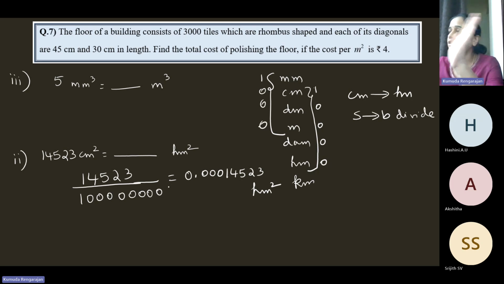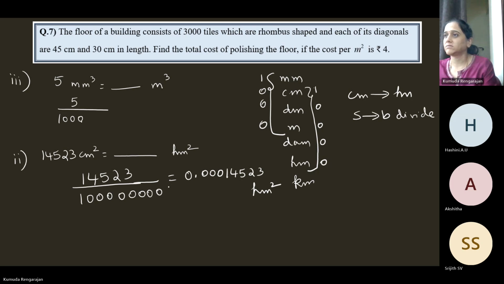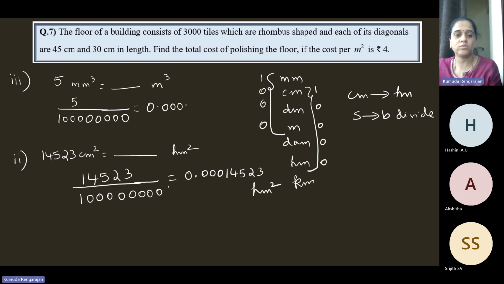Is it small to big or big to small? Small to big. Division. So it is 5 divided by 1 followed by 9 zeros, 3, 3, 3. So it is 0.000000005 meter cube.